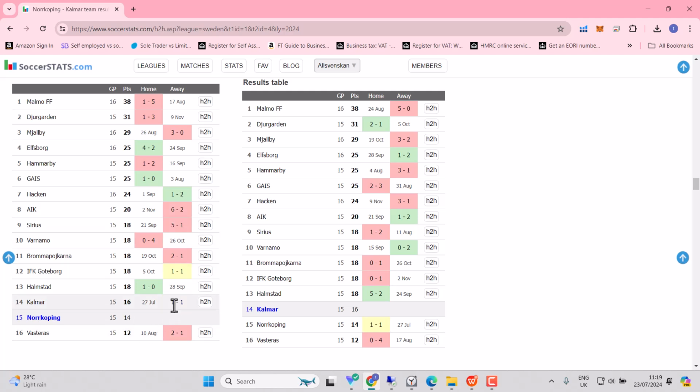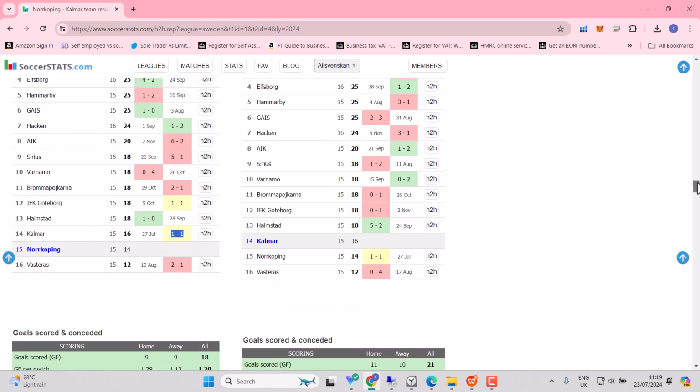But you've got head-to-heads as well. 1-1 last time these two met. You can look at Kalmar's away form as well. And you'll note that they haven't played any side 11th and lower away from home. We've got a big question mark therefore, because they're playing a bottom 2 side today. How are they going to perform against fellow relegation threatened sides? The inference is, in having beaten 8th and 10th, that they should be able to cope.